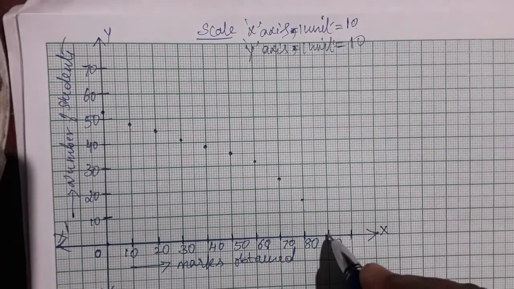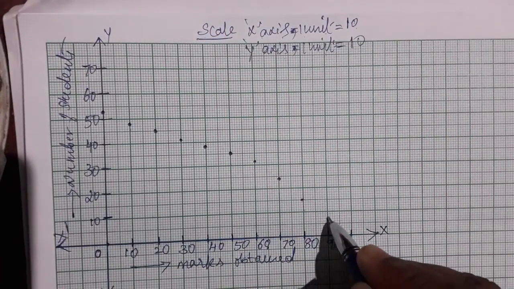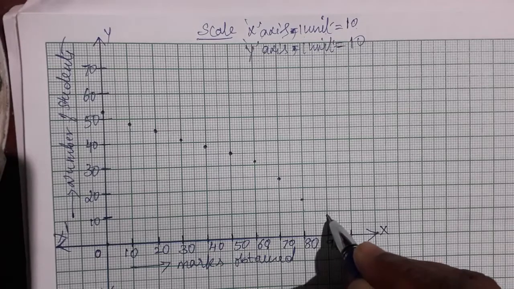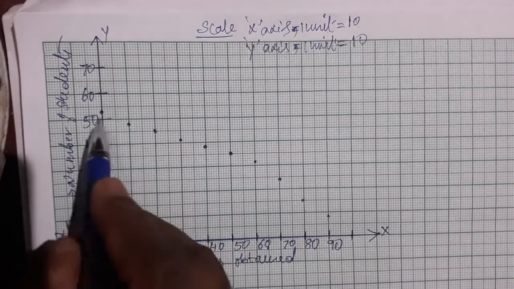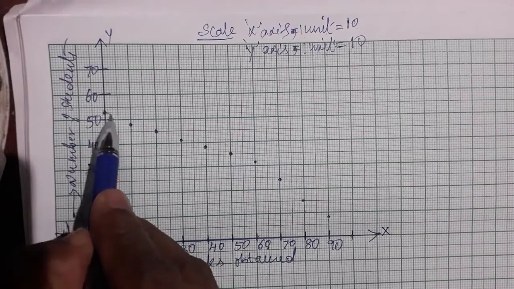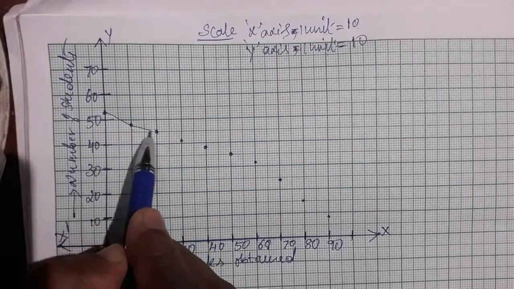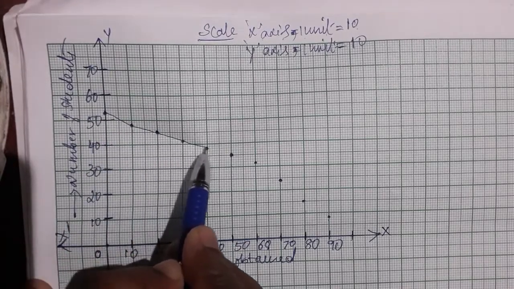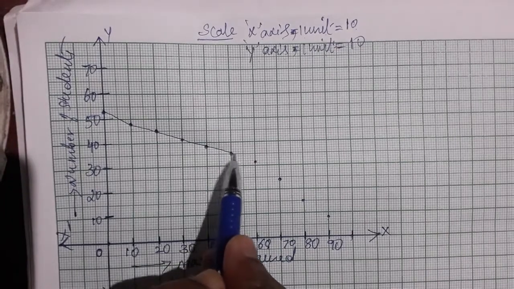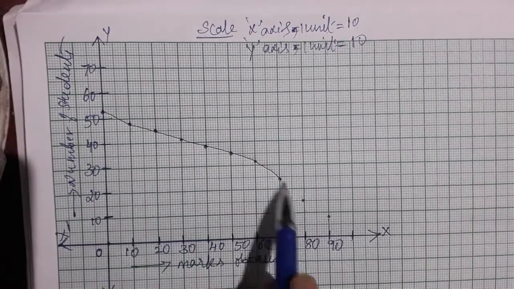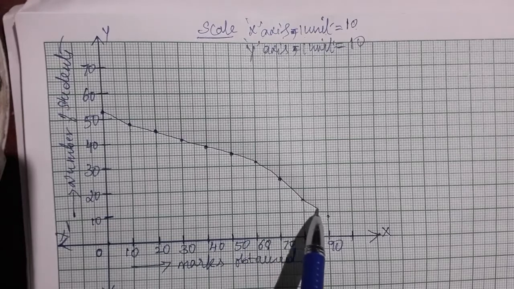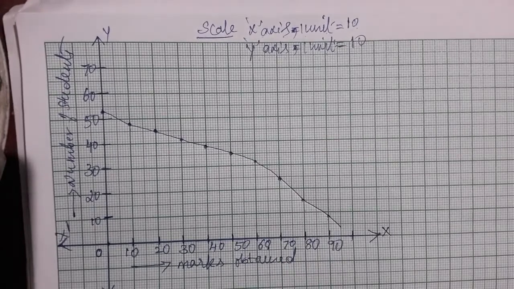90 is here. Small boxes 8 you should count. 5, 6, 7, 8. Okay. So now using a smooth curve, you have to connect all the points. So our OGV is ready.